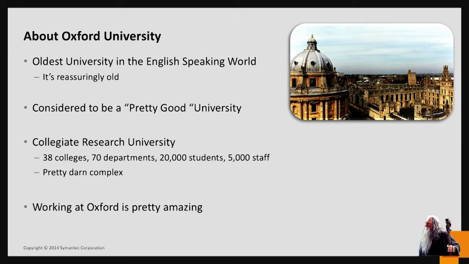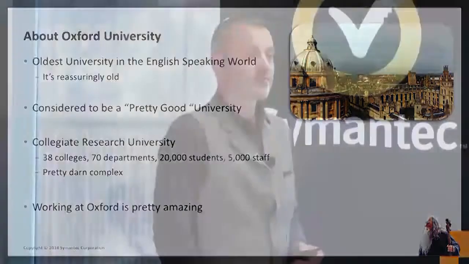We are complex as an organization, so we're not a single enterprise. We're a collegiate research university, so 38 colleges, 70 departments, 20,000 students, which by US standards isn't very high, but for us it's pretty big, and 5,000 staff. That's quite a good staff-student ratio. Because we're a collegiate university, the colleges are legally independent bodies. So the Central University is more of an umbrella that holds all of these colleges underneath it.